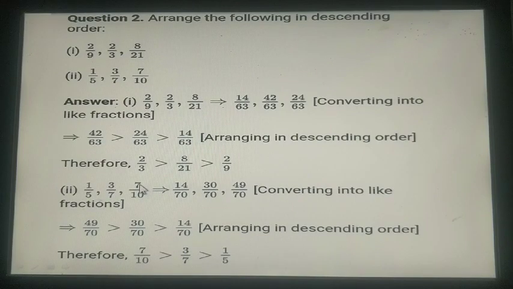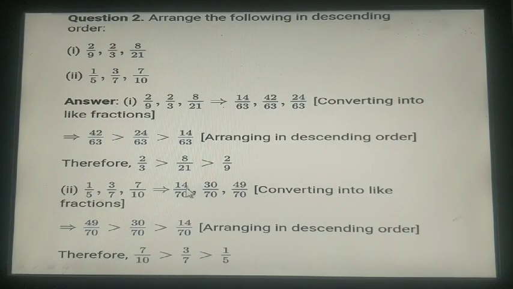The third one, 7 by 10, has to be converted again. So you will multiply the denominator with 7 and also the numerator with 7. So your converted fraction is 49 by 70. Now again, to arrange in the descending order, the largest one is 49 by 70, a little smaller than that is 30 by 70 and the smallest one is 14 by 70, which we have arranged here like this. The final answer will be 7 by 10, a little smaller than that is 3 by 7 and the smallest one is 1 by 5.